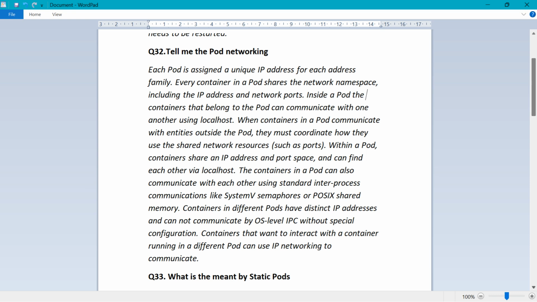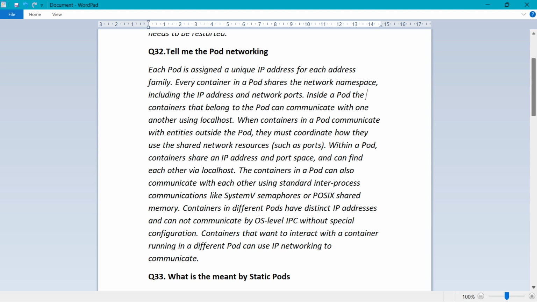The containers in a pod can also communicate with each other using standard inter-process communication like system semaphores or POSIX shared memory. Containers in different pods have distinct IP addresses and cannot communicate by OS level IPC without a special configuration. Containers that want to interact with a container running in a different pod can use IP networking to communicate.